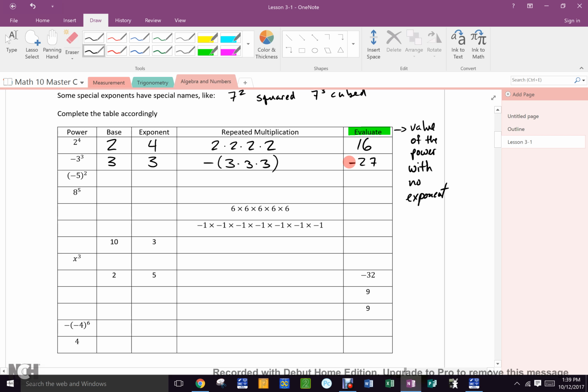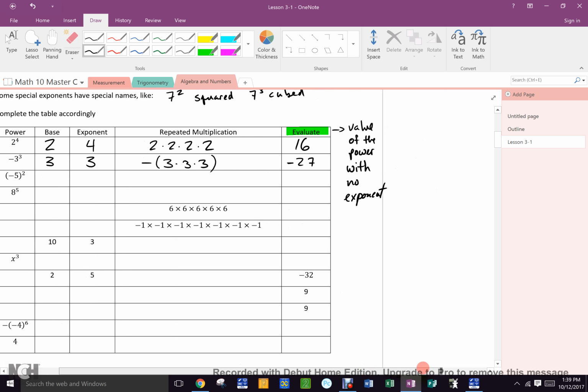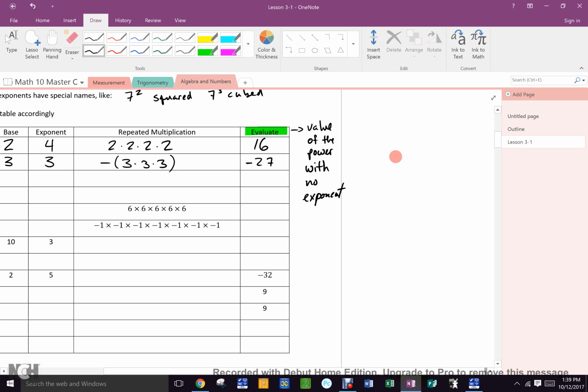What, Riley? The negative is outside of the bracket. 3 times 3 times 3. The base of 3 has been repeated thrice, but then it's out in front. Cool? Okay. This is a problem because kids who don't pay attention do not understand what I'm about to show you. Do not write this down.